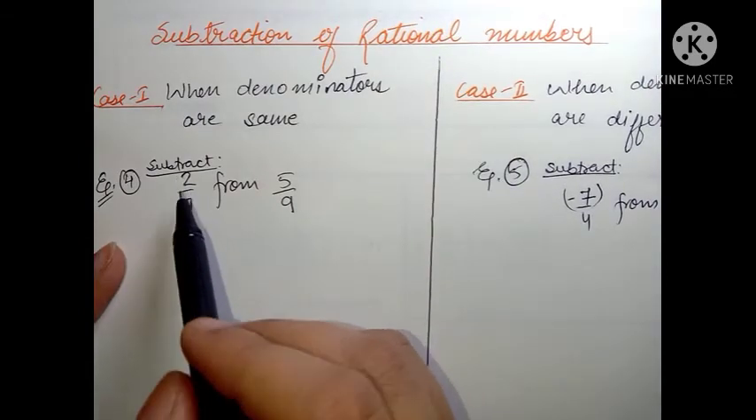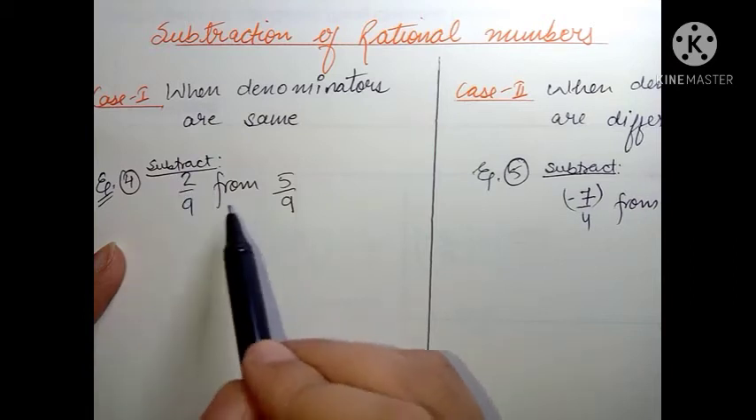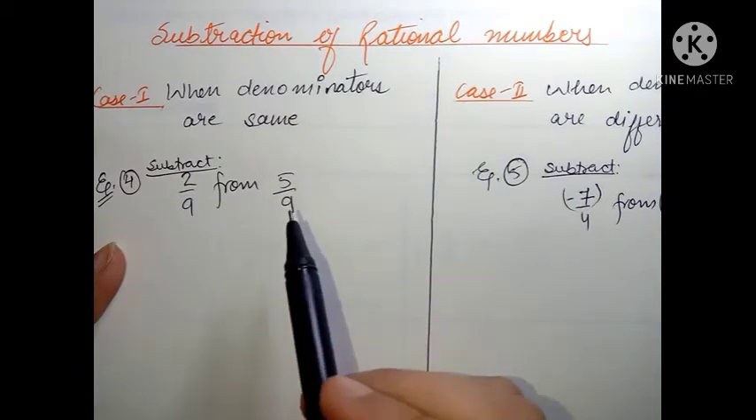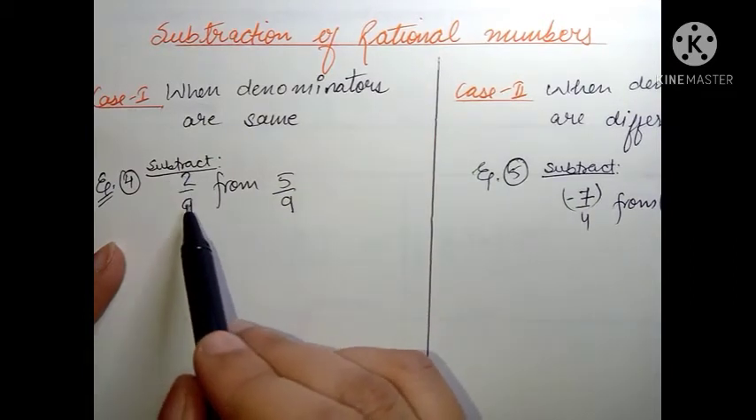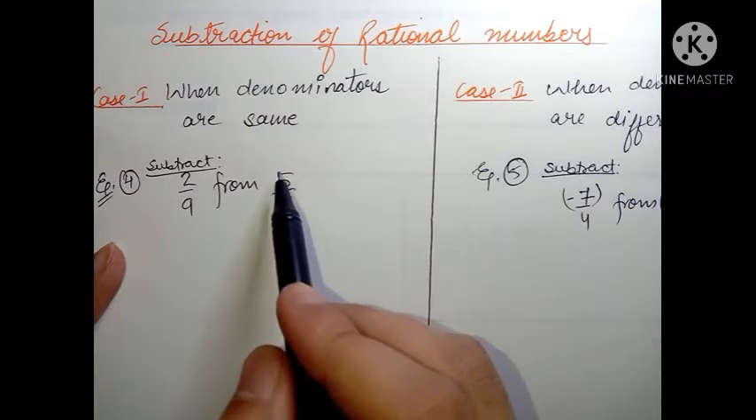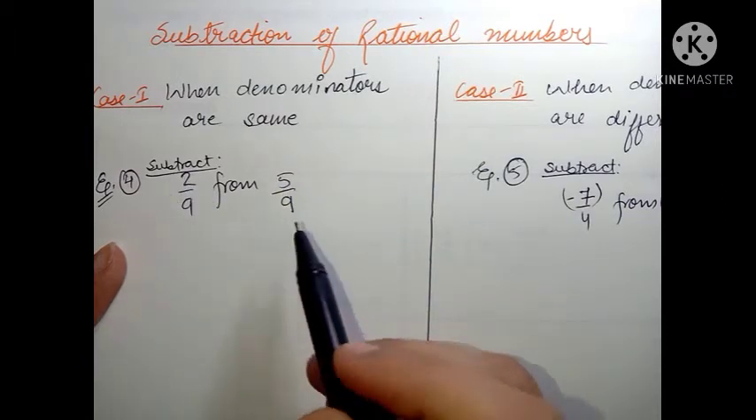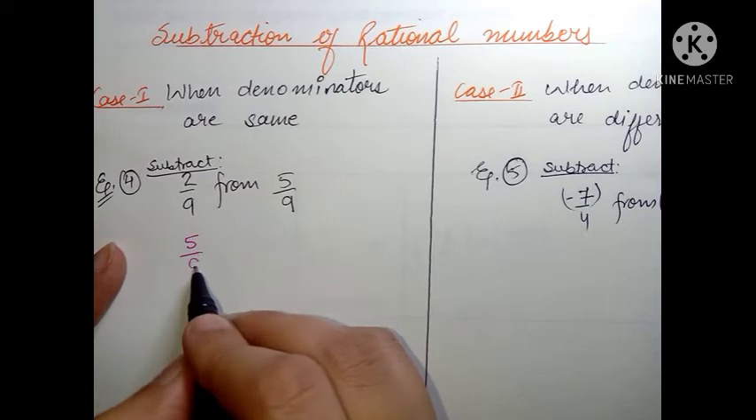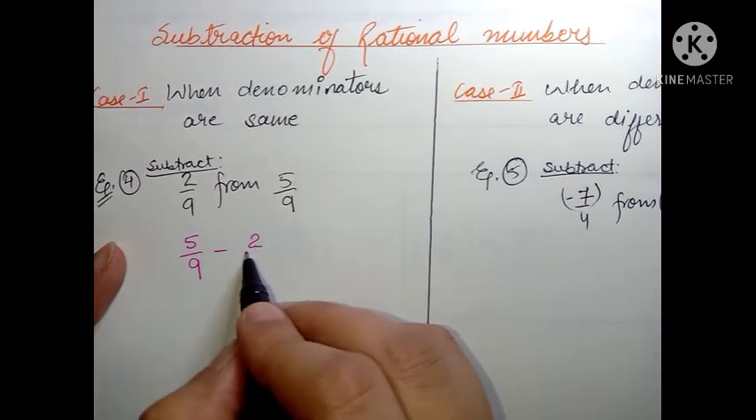If it is written that you must subtract this rational number from this rational number, do not make the mistake of taking this first. It means that we are subtracting this from this. That is, we are going to write 5 by 9 minus 2 over 9.